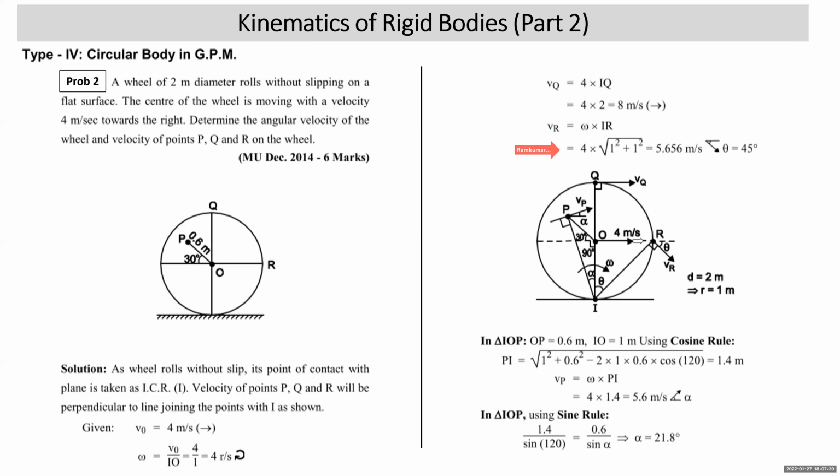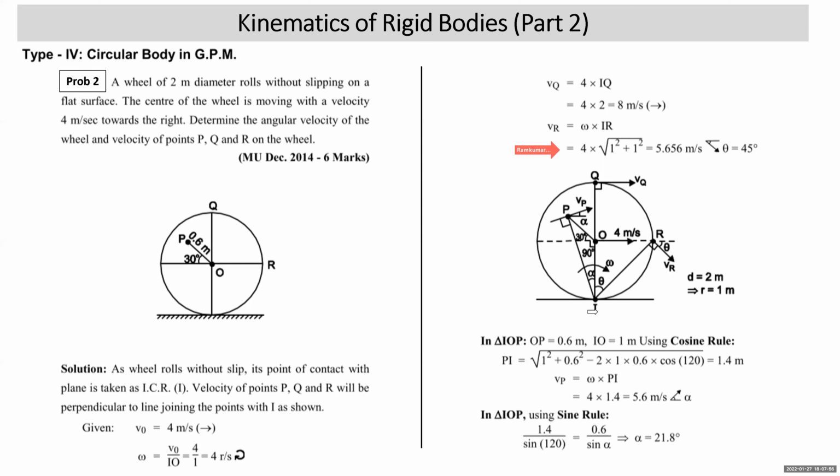As you can understand here, students, this is 1 meter, this is 1 meter. So theta is 45 degrees. So line IR is making theta with vertical. Velocity of point R will make theta with horizontal. This is what is marked. Then you want the velocity of point P.